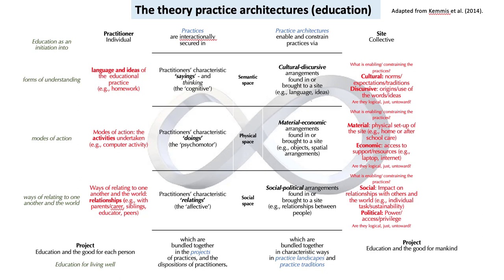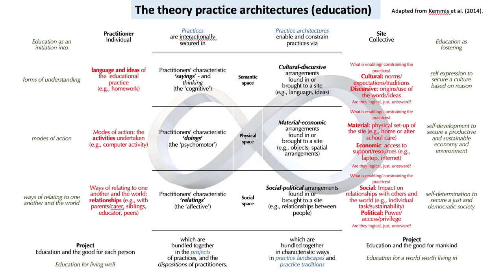So when we go back to that definition, we said that education is an initiation into forms of understanding, modes of action, ways of relating to one another in the world. On the side of the individual, it's education for living well. On the side of society, education is fostering self-expression to secure a culture based on reason, self-development to secure a productive and sustainable economy and environment, and self-determination to secure a just and democratic society. So on the side of the social, the collective, education for a world worth living in.